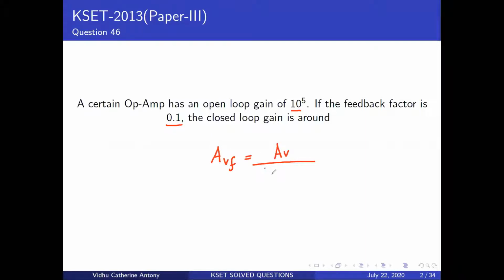So this is your open loop gain. This is your closed loop gain. When you're saying closed loop gain, you're looking at the gain with feedback. So the loop is closed, and the output is fed back into the input. Here you have AVF is equal to AV divided by 1 plus beta AV. This is the formula that you've derived in your first sem electronics class.